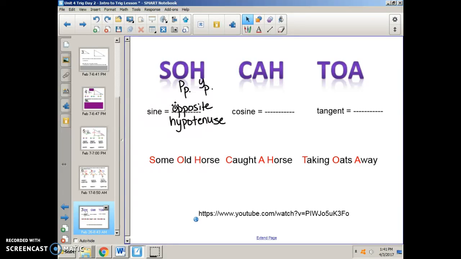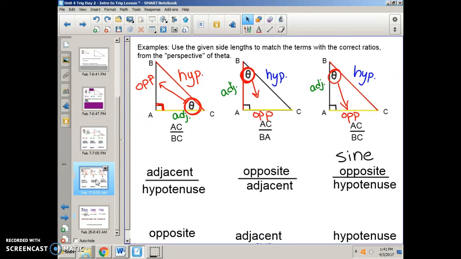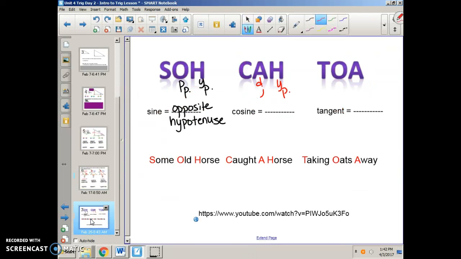So CAH, C-A-H, stands for adjacent over hypotenuse again. Cosine of any degree is always going to be the adjacent side over its hypotenuse. So check back over here. Which one was that one? It was this guy. This is the cosine of theta, adjacent over hypotenuse. And last but not least, tangent. TOA stands for opposite over adjacent. ADJ for the abbreviation.